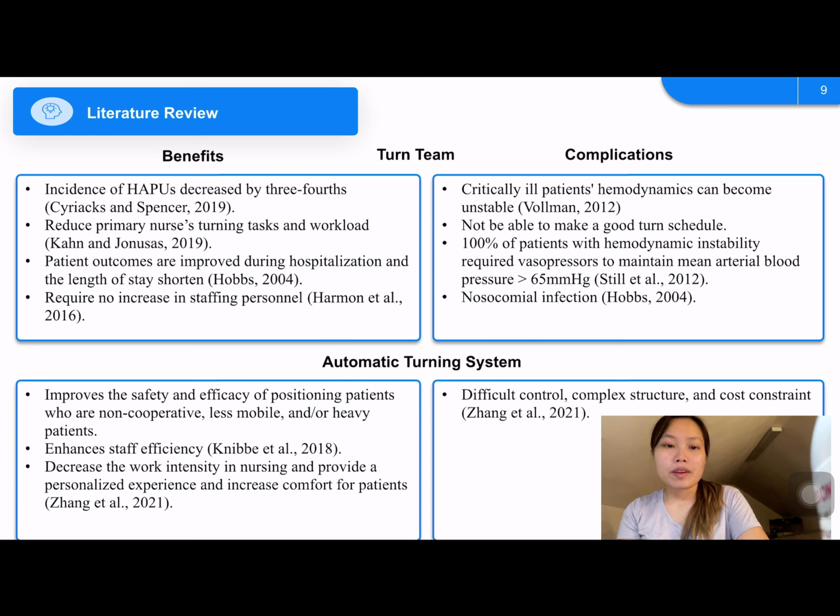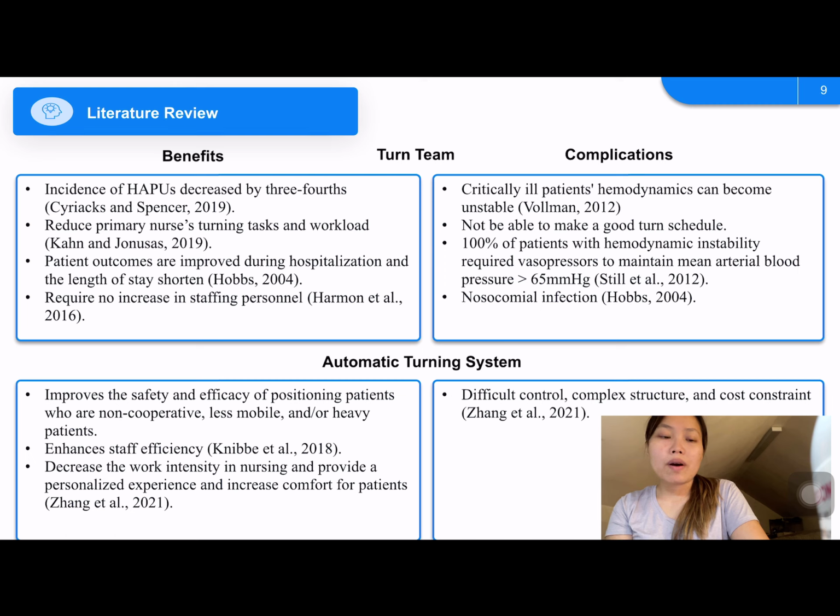And in a study by Steele in 2012, turning the patient every 2 hours by a turn team may improve the pressure ulcer incidence and the Braden score in the surgical ICU. However, in that study, they also found that 100% of patients with hemodynamic instability required vasopressor medication to maintain the mean arterial blood pressure higher than 65.